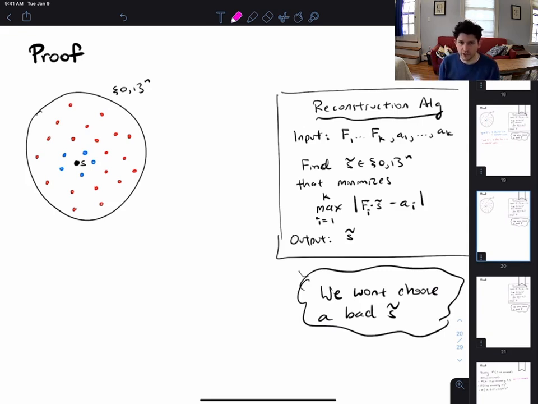Okay, so how are we going to show this? Well, what we're going to do is argue that random queries eliminate a lot of bad choices of S tilde. So what do I mean by that?